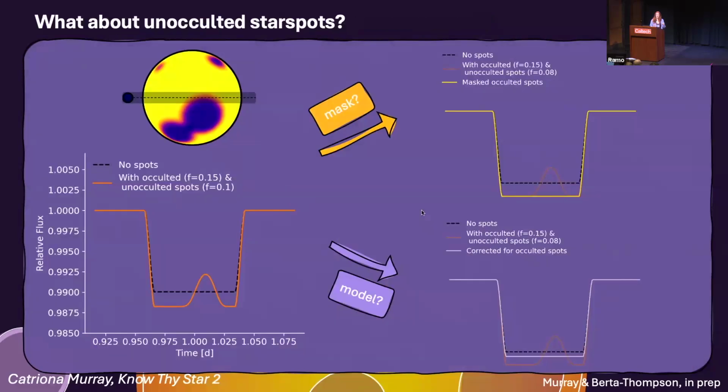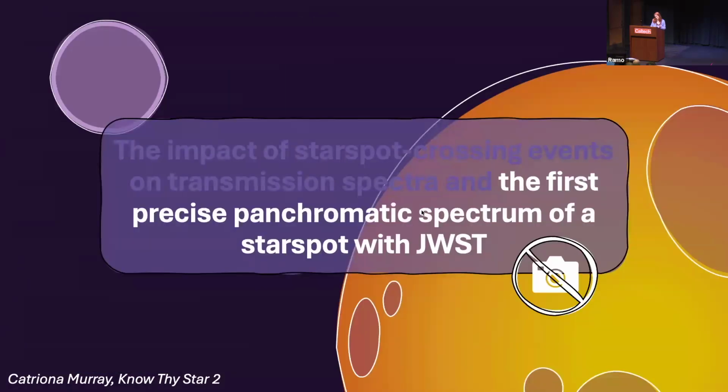And so you might then ask about unocculted spots, because I haven't talked about that yet. So it's kind of the same as before. If you mask, you're going to get that contaminated depth. And if you model, you're only going to correct for the occulted part of the heterogeneities. So you're going to go some of the way to correcting that depth, but then you will have to fit for the difference in spot coverage fraction between the occulted and unocculted surfaces. So it's only one parameter, and we don't have to assume any stellar models. I'm going to skim over this because I'm running out of time.